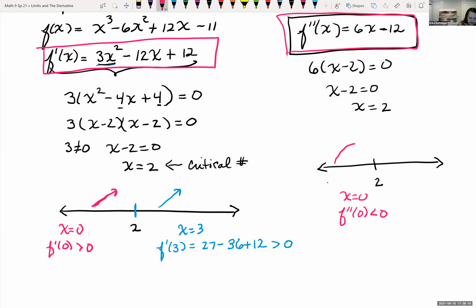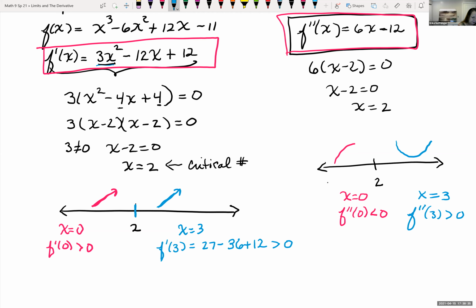Now choose something that is to the right of 2. So how about x equals 3? And we're plugging it into the second derivative. So we have 6 times 3, which is 18. 18 minus 12, that's a positive number. It's bigger than 0. So this is concave up. We have a parabola that kind of faces upwards.